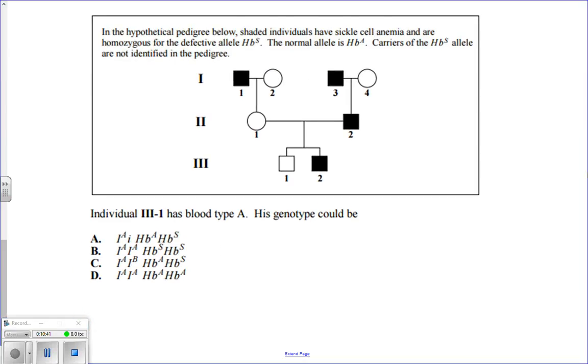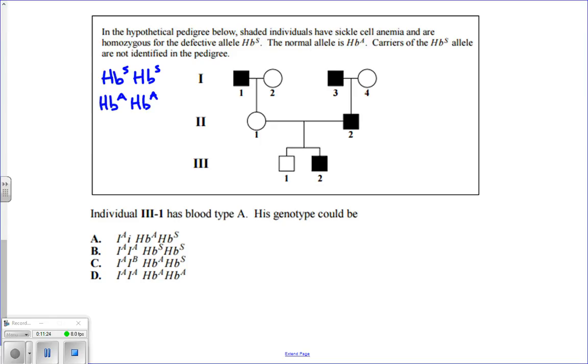All right, here we have a pedigree chart, and this involves more than just blood type. We're also dealing with sickle cell anemia. We're told some information here. It says that shaded individuals have sickle cell anemia and are homozygous for the defective allele HBS. So what this is telling us is that individuals who are HBS HBS have sickle cell anemia. The normal allele is HBA. So HBA is normal.